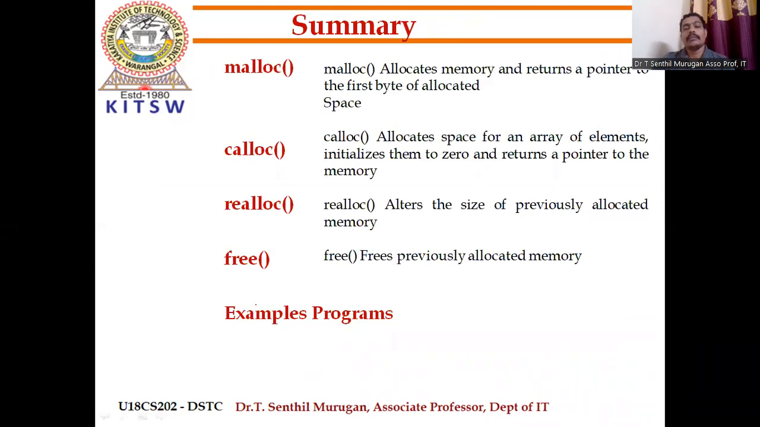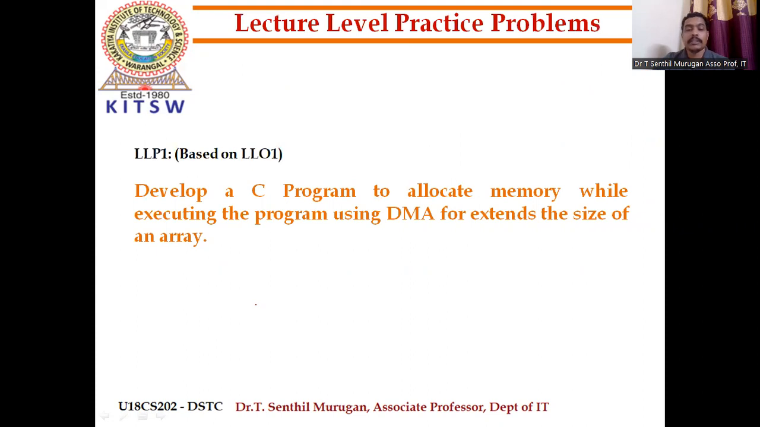In the summary, we have discussed malloc with the syntax. malloc allocates a single block of memory. It will use less memory space. But calloc allocates continuous memory, and we have to give 2 arguments. Based on the arguments, it will allocate the memory. Reallocation means the size is changed using realloc for memory already created using malloc and calloc. Free means it will free the previously allocated memory. Okay, we saw this with example programs.